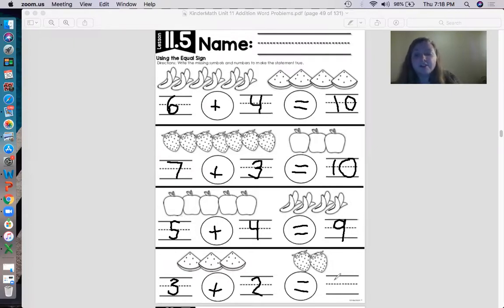And then they want us to do all the watermelon and strawberries all together. So let's see if we can answer it. Ready? 1, 2, 3, 4, 5. So I write 5 on the line. So this shows us that 3 plus 2 equals 5.